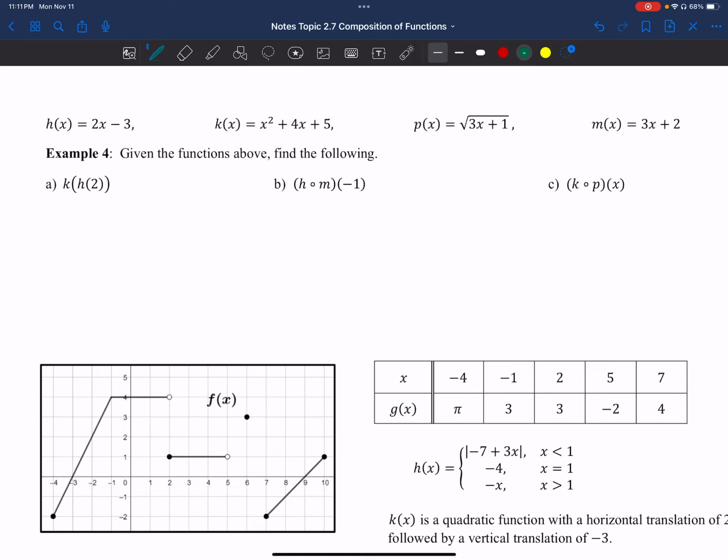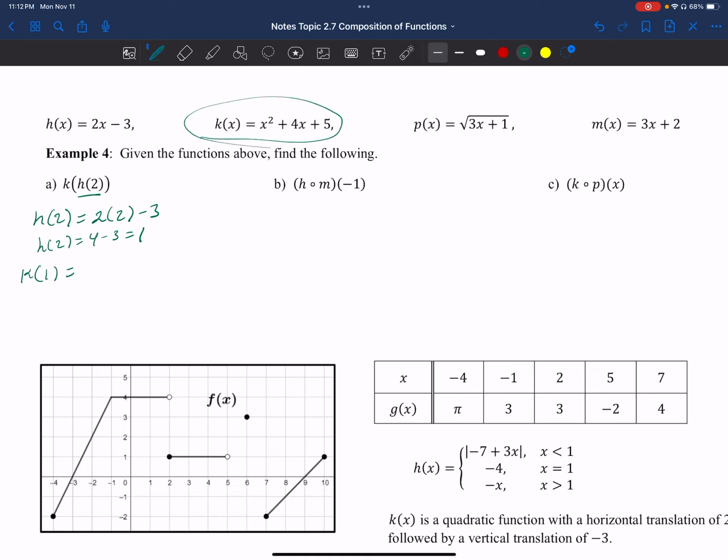So I'm evaluating K of H of 2. I'm going to start with the inside and I need to find H of 2. To find that, I'm going to do 2 times 2 minus 3, which I know that H of 2 will be equal to 4 minus 3, which is equal to 1. And then I'm going to go to the outer function and find K of 1.